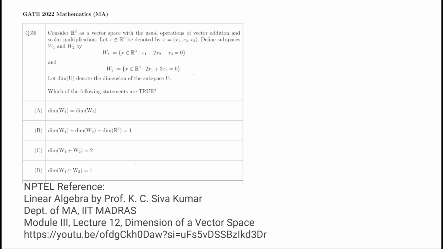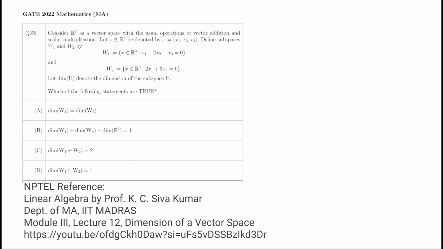Then define subspaces W1 and W2 by W1 equal to the set of all vectors x in R cube such that x1 plus 2x2 minus x3 equal to 0, and W2 equal to the subspace, the set of all vectors x in R cube such that 2x1 plus 3x3 equal to 0. Let dim U denote the dimension of the subspace U. Then which of the following statements are true?